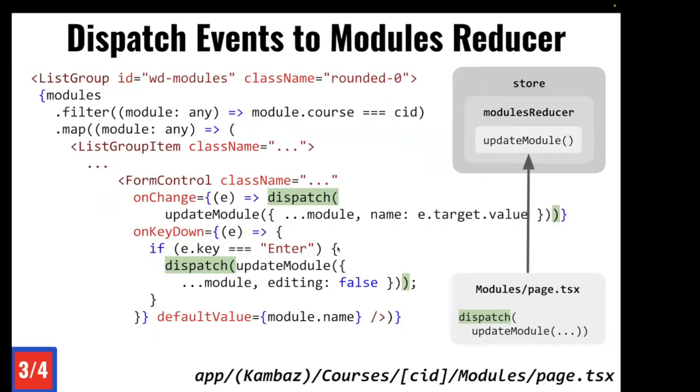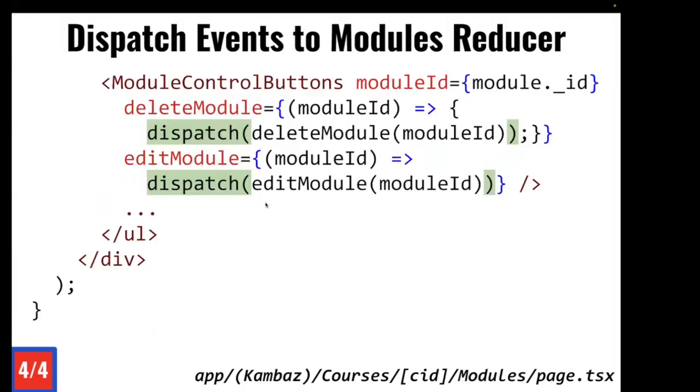So here are the other additional functions that we were calling to update the module and to edit the module and whatnot. We just have to remember to wrap them inside our dispatch. And finally, we have the delete as well. We wrap that up, as well as the edit module, which sets the edit flag to true.